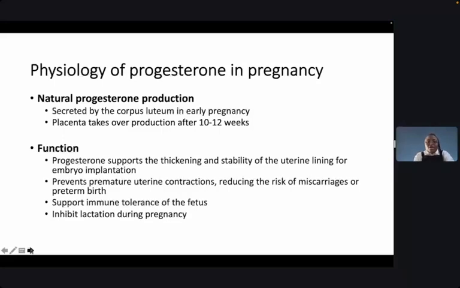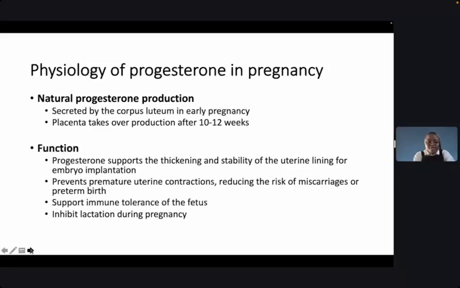Natural progesterone production is secreted by the corpus luteum in early phases of pregnancy. And then around 10 to 12 weeks, the placenta takes over the production of progesterone. The main function of progesterone is to help with the thickening and stability of the uterine lining in order for the embryo to implant properly. At the same time, it helps in preventing premature contractions. By this, it has been shown to reduce some risk of miscarriages and even preterm birth.